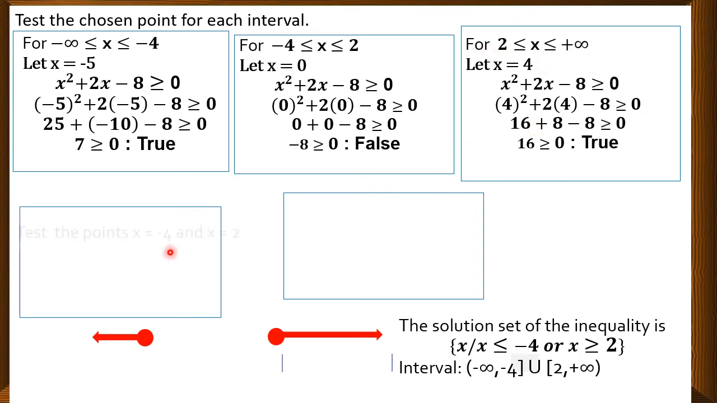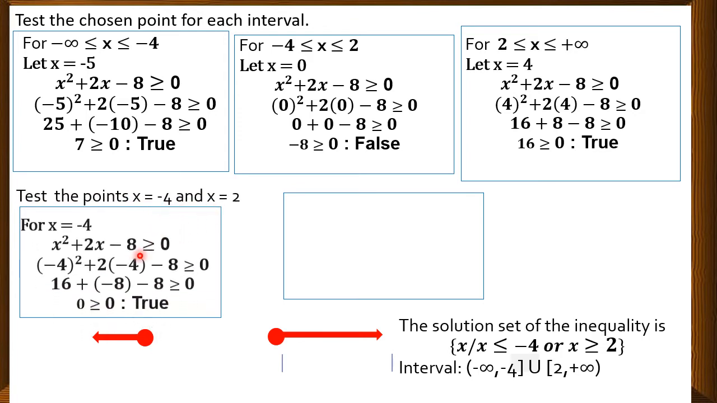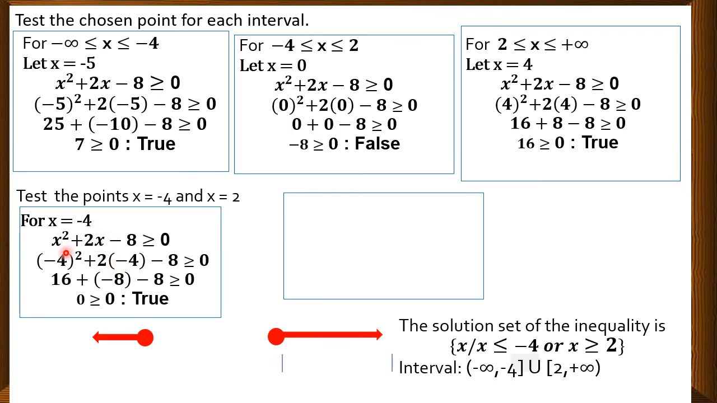We have also to test the point where x is equal to -4 and +2. For x that is equal to -4, same, copy the original inequality. Substitute x by -4. So we have quantity of -4 squared, that is equal to 16. 2 times -4 is -8. Bring down -8 is greater than or equal to 0. 16 plus -8 minus 8, that is equal to 0. So 0 is greater than or equal to 0, which is also a true inequality. So it means that this is also a part of the solution.